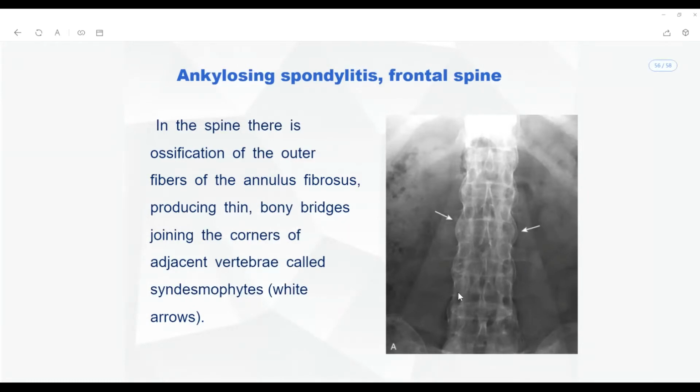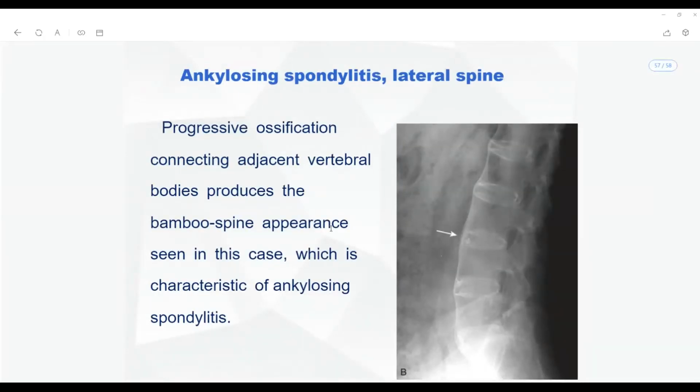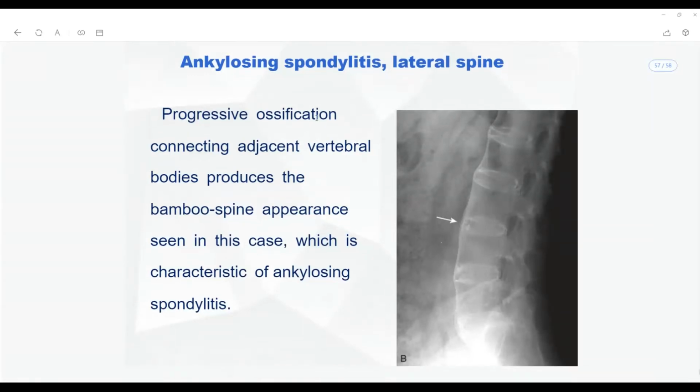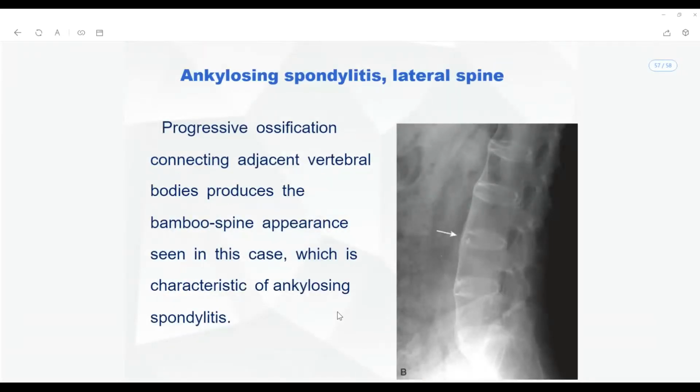Is this point clear? Yes, right? You see here on the lateral side, you can clearly appreciate that it looks like a bamboo tree. See, annular ring fibrous formations are forming, and the joint is present below, so it is causing a completely bamboo spine appearance. These are fused and there will be restricted movements, right? So I think that's it. We are done with the ankylosing spondylitis condition.